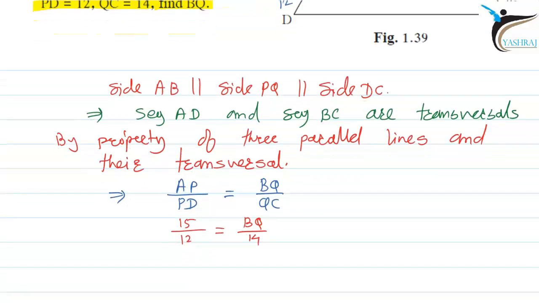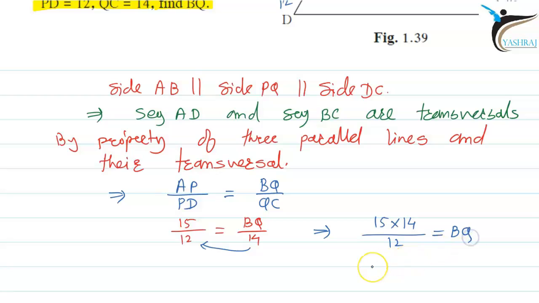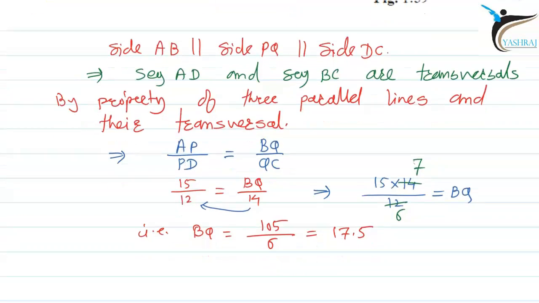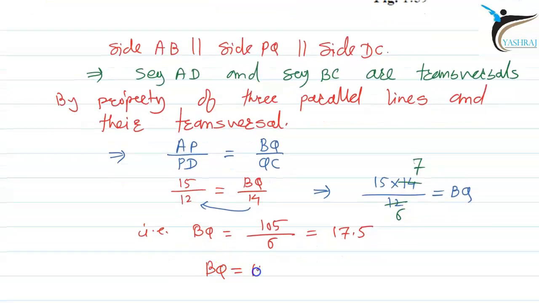For finding the BQ value, shift the 14 from RHS to LHS, so we get 15 into 14 divided by 12 equals BQ. Everyone knows, 2 sevens are 14 and 2 sixes are 12. So 15 sevens are 105. So BQ equals 105 divided by 6. Dividing 105 by 6, we get 17.5. So here the BQ value becomes 17.5.